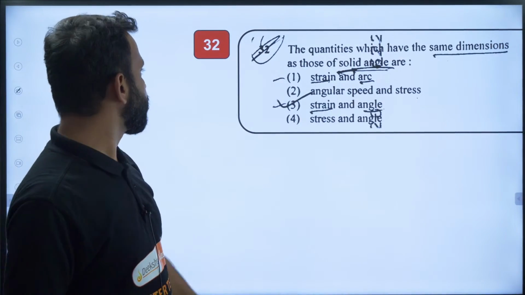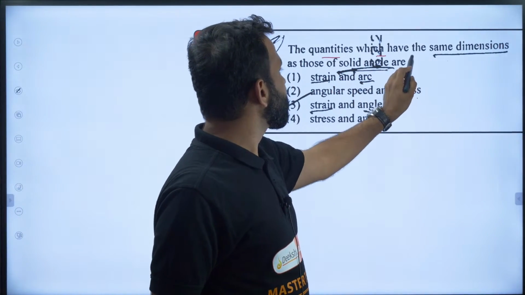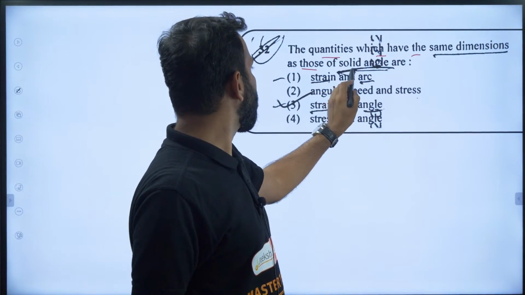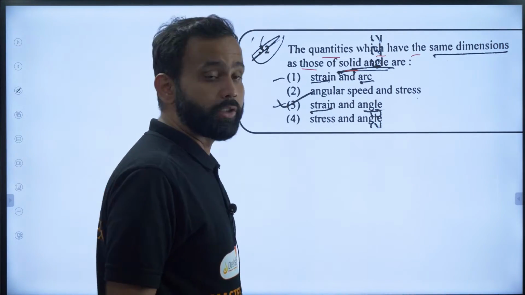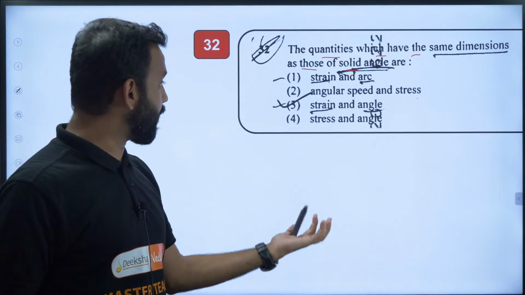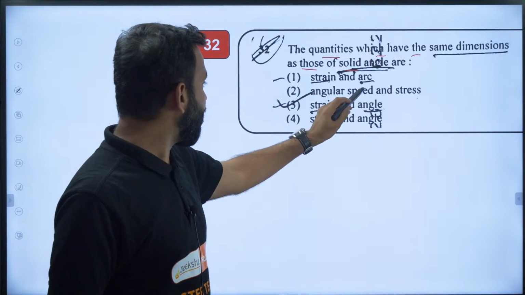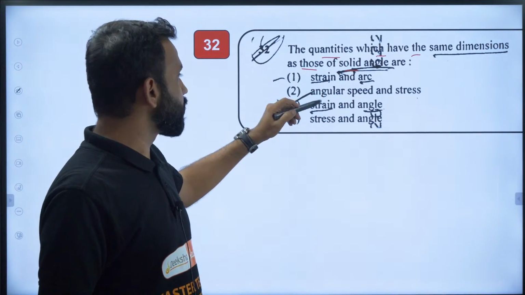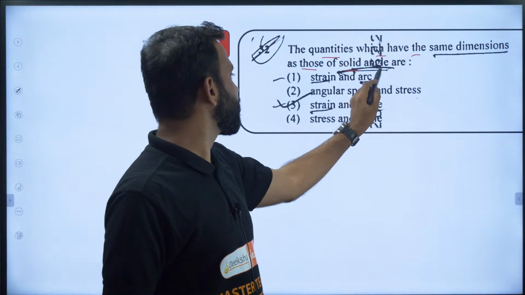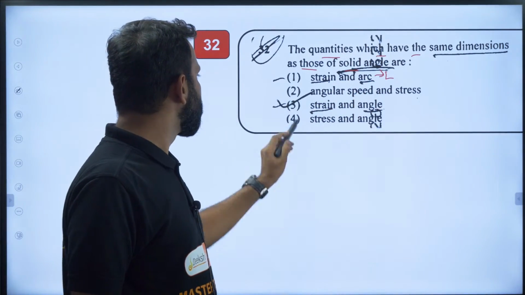Question number 32. The quantities which have the same dimension as those of solid angle. So what is the dimension of the solid angle? It is dimensionless, right? Because it's angle, isn't it? Strain and arc. No, arc has the dimension, that is L. So the first one is wrong.